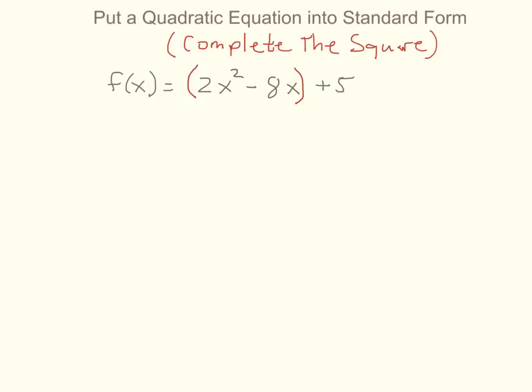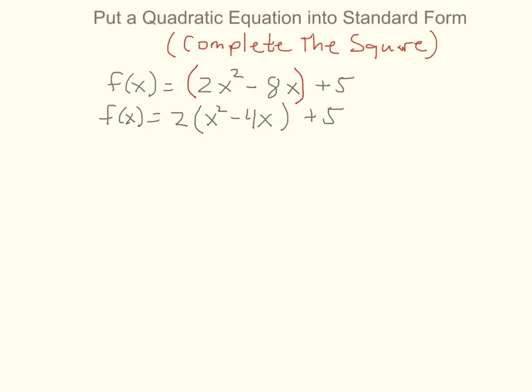The other thing is that I can't complete the square when the coefficient on the x squared is something other than 1. And right now we have a 2. Well, what that means is I'm going to have to pull out a factor of 2. So when I do that, I'll have f of x equals 2 times the quantity of x squared minus 4x. And that plus 5 is still sitting out there. Notice I haven't done anything with that. Okay. Now, at this point, we're ready to complete the square.